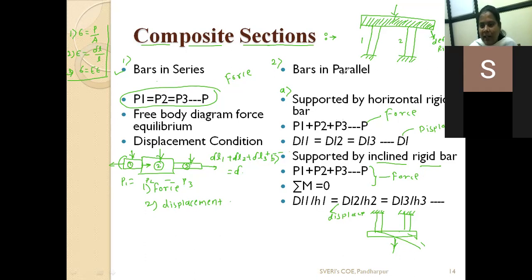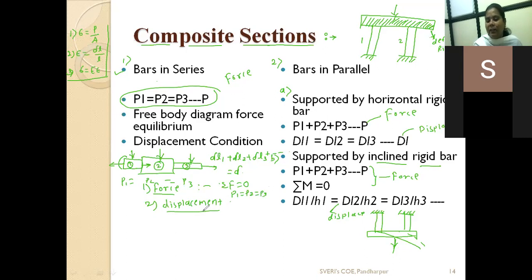So bars in series and bars in parallel, we have to solve numericals on these two types. When bars are in series, at that time we have to apply two conditions, force condition and displacement condition. In force condition, you have to use the equation summation F equal to 0. That is, you have to take addition of all forces. That is, P1 equals P2 equals P3.